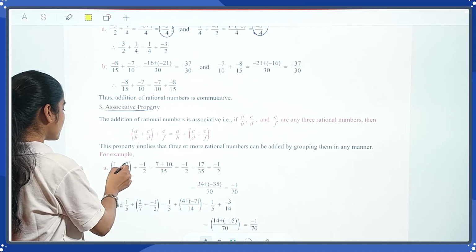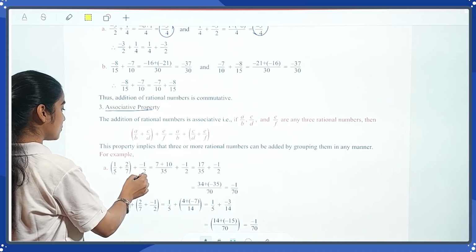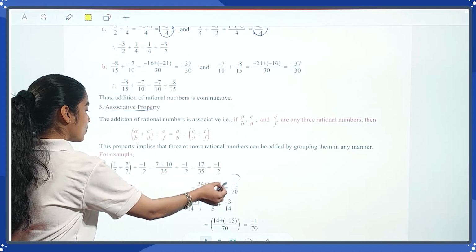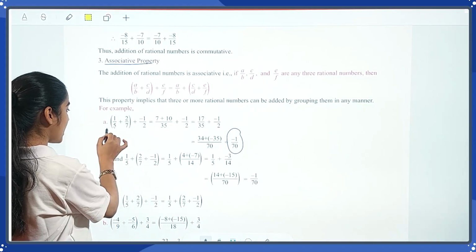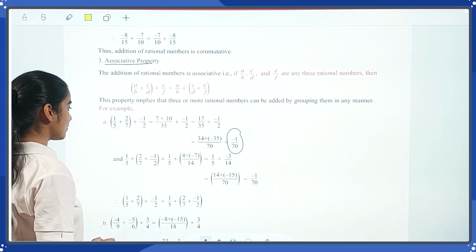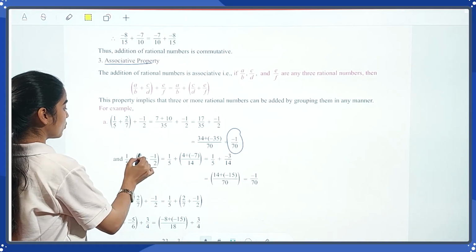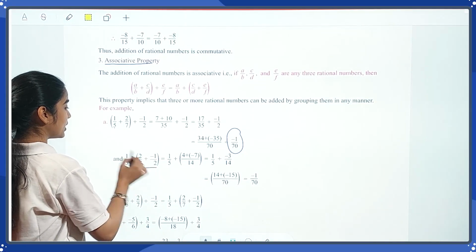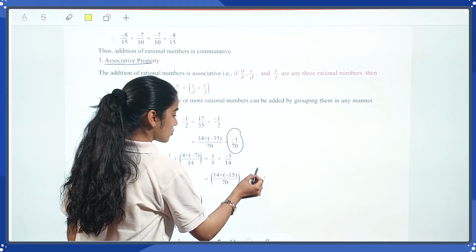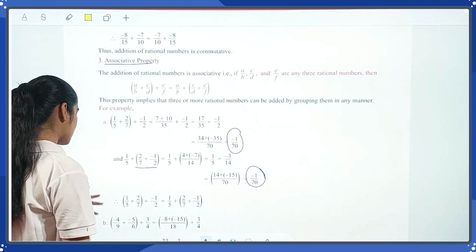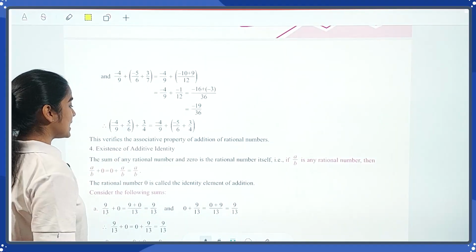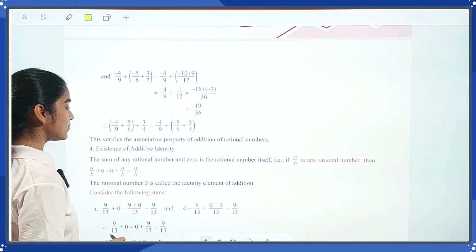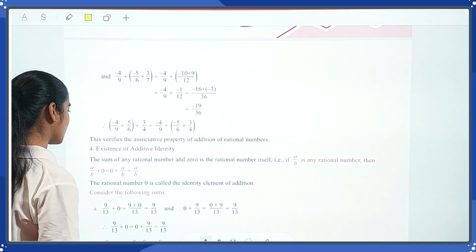So 1 by 5 plus 2 by 7 plus minus 1 by 2 is equal to minus 1 by 70. And if you change the grouping, in this one we take the grouping of 1 by 5 and 2 by 7, and now we group 2 by 7 plus minus 1 by 2. So now we also have the same number. This verifies the associative property of addition of rational numbers.